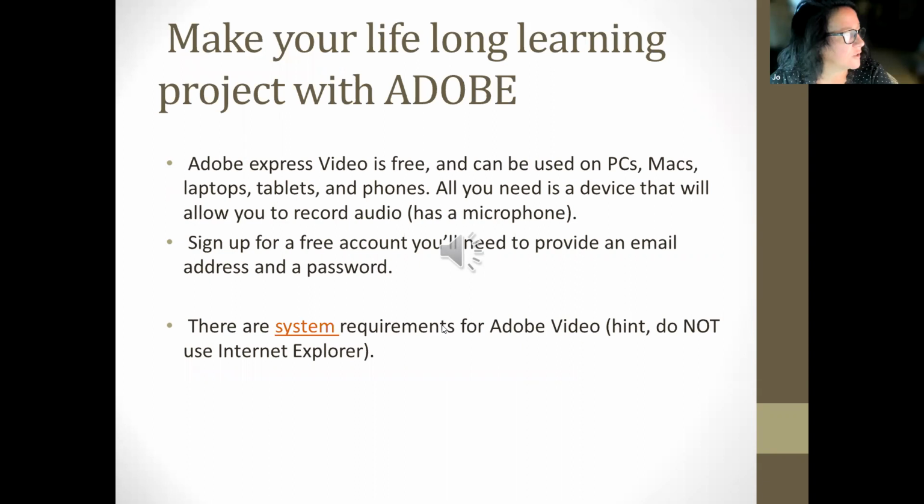So make your lifelong learning project with Adobe. They've updated their platform and it's now referred to as Adobe Express. It's a free program. All you need to do is sign up for it. And once again, the directions are here and they're also in our syllabus. Remember, there are system requirements, as with all learning platforms. The big one here is not to use Internet Explorer, which, to be honest, I don't know if anybody still uses to this day.